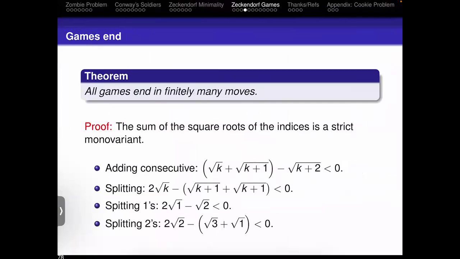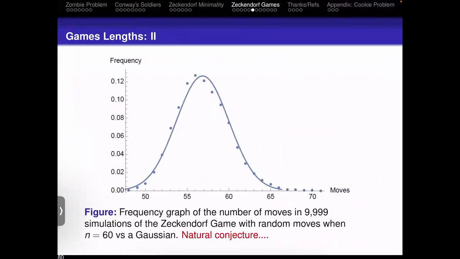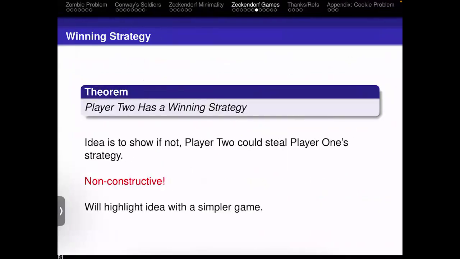You can prove all games end in a finite number of moves. It's basically just what we saw a few moments ago. You always end in the Zeckendorf decomposition. So all games will be finite. You can talk about upper bounds. You can talk about fastest games. You can talk about playing randomly and is it going to be a Gaussian? There's a lot of research projects.